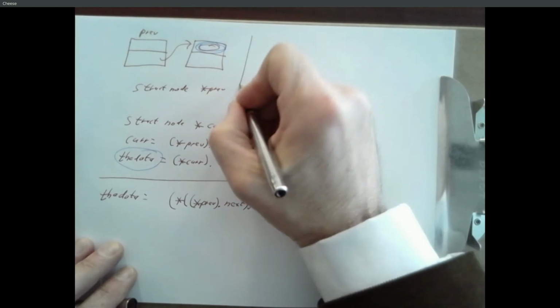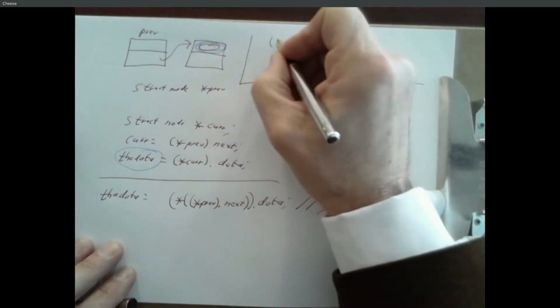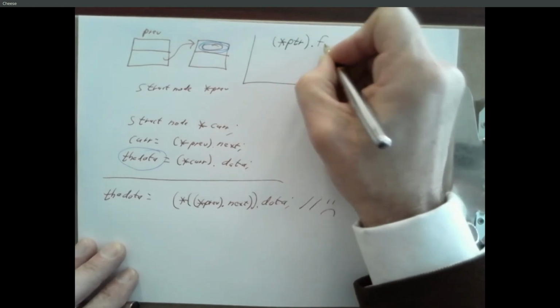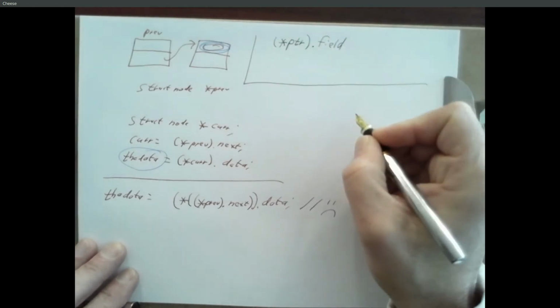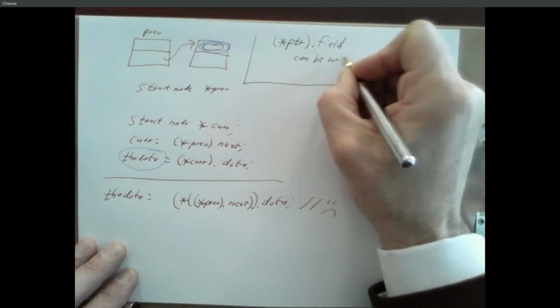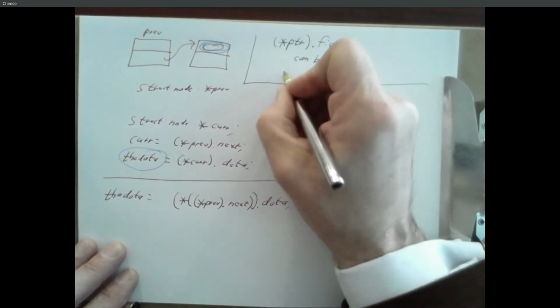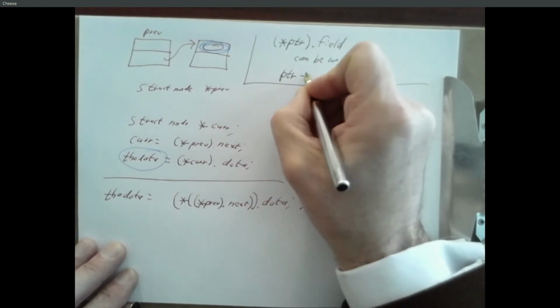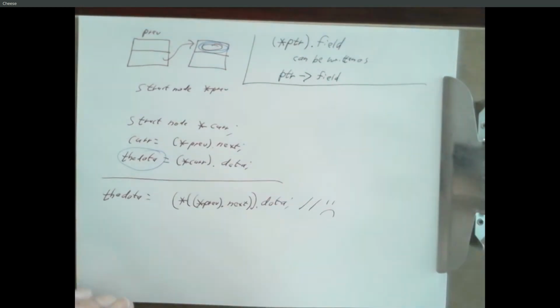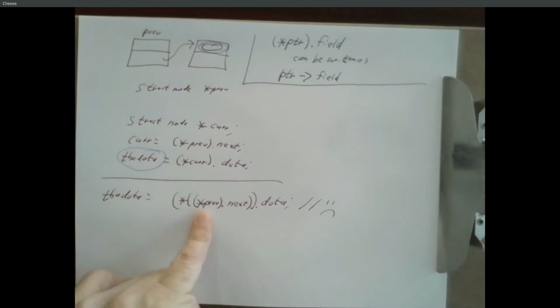So if we have a pointer and we dereference it and we access a field, this can be written differently. It can be written as pointer, a dash and a greater than, so it looks like an arrow, and then the field name. And that's the syntax we're going to stick to. We're not going to write things like this or that.